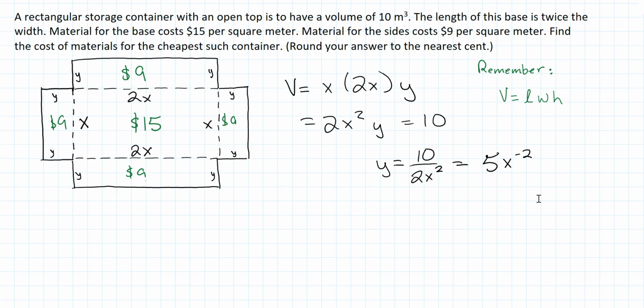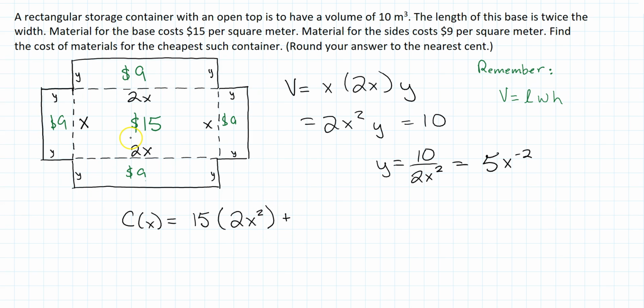So let's come up with a function for the cost of this thing. So I've got cost, and I'm going to try to do this in terms of x. I'm going to have some y's the first time I write it out, but once I have it written out, everywhere I have a y, I can plug in this 5x to the negative 2. All right, so how much is it going to cost me to make this thing? It's going to cost me $15 per square meter for the base. So I have $15 times the area of the base. Well, the area of the base is 2x times x, so that's 2x squared.